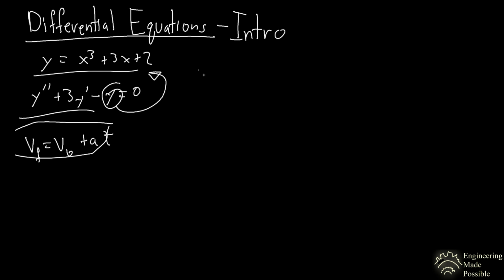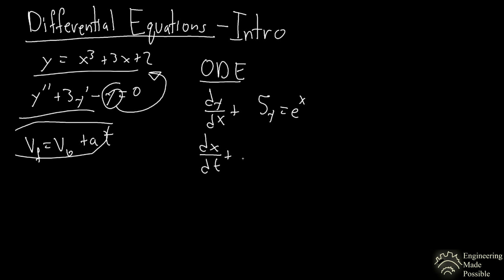Now, there are different classifications of differential equations. You have what's called ordinary differential equations, or ODEs, which essentially is an equation that has only one independent variable. So let's say, for example, dy with respect to x plus 5y is equal to e to the x. Another example would be, let's say you can have multiple variables, but as long as it's with respect to one independent variable, let's say dx/dt plus dy/dt is equal to 2x plus y.